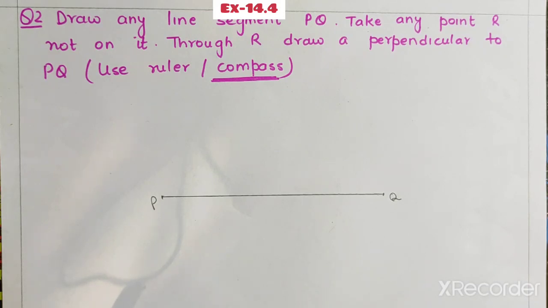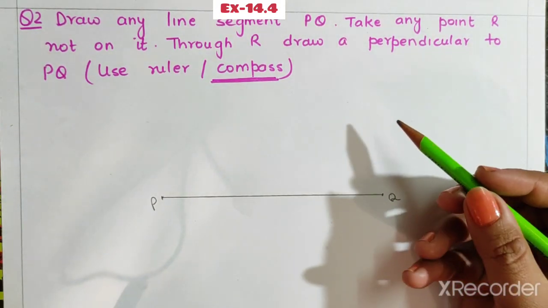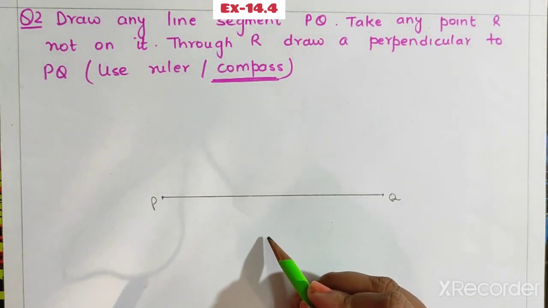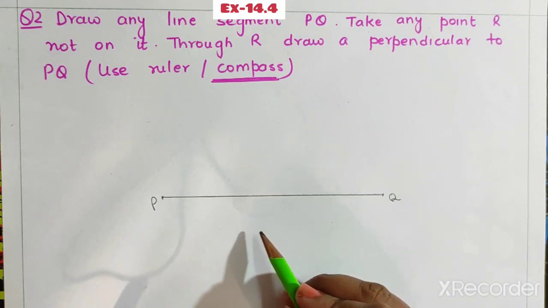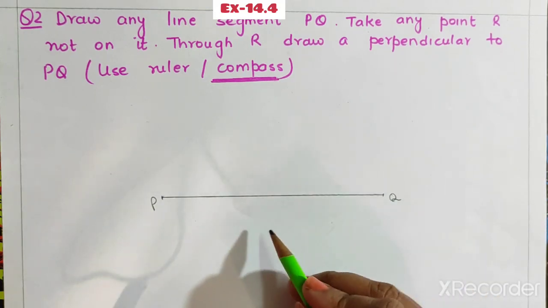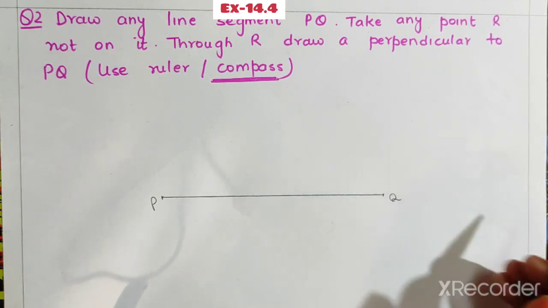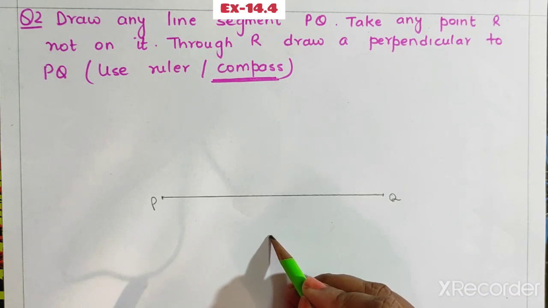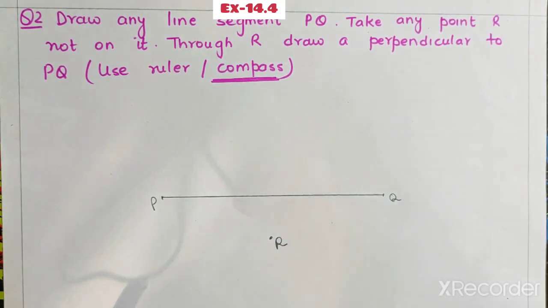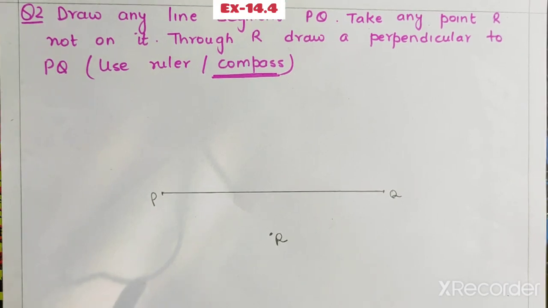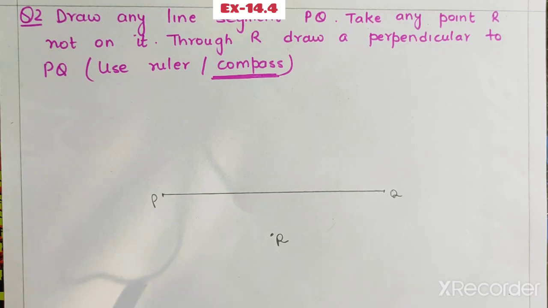I can take it above the line segment or below the line segment, right? I'm going to take it below the line segment, but make sure it is somewhere in the middle of PQ, not at the corner, not just outside. So I'm going to take it here. This is our point R. Now from this point R, I have to draw a perpendicular to the line segment PQ using ruler and compass only.